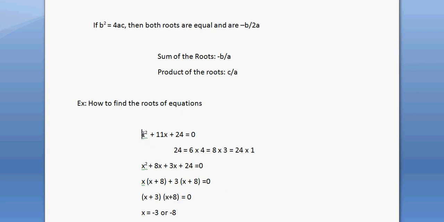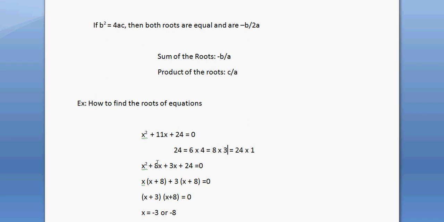Let there be a quadratic equation, x square plus 11x plus 24 is equal to 0. Now we know that a is 1 here, right? So the product of the roots would be 24 only, right? So 24 can be written as 6 into 4 or 8 into 3 or 24 into 1, right? Or 2 into 12 and so on, right? But here it should be equal to the sum of the roots as well. So out of these, which would give us 11? So 8 plus 3 would give us 11.